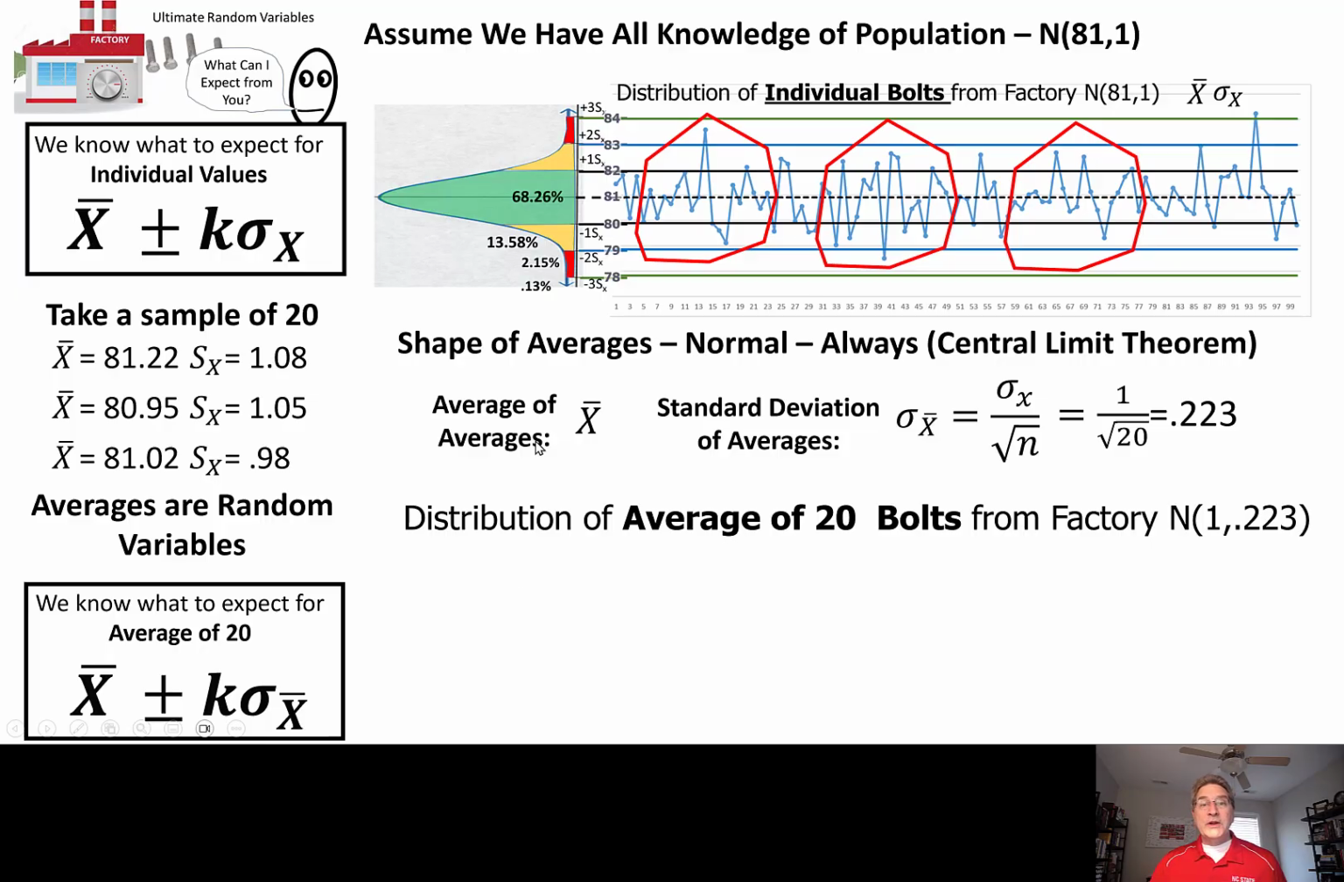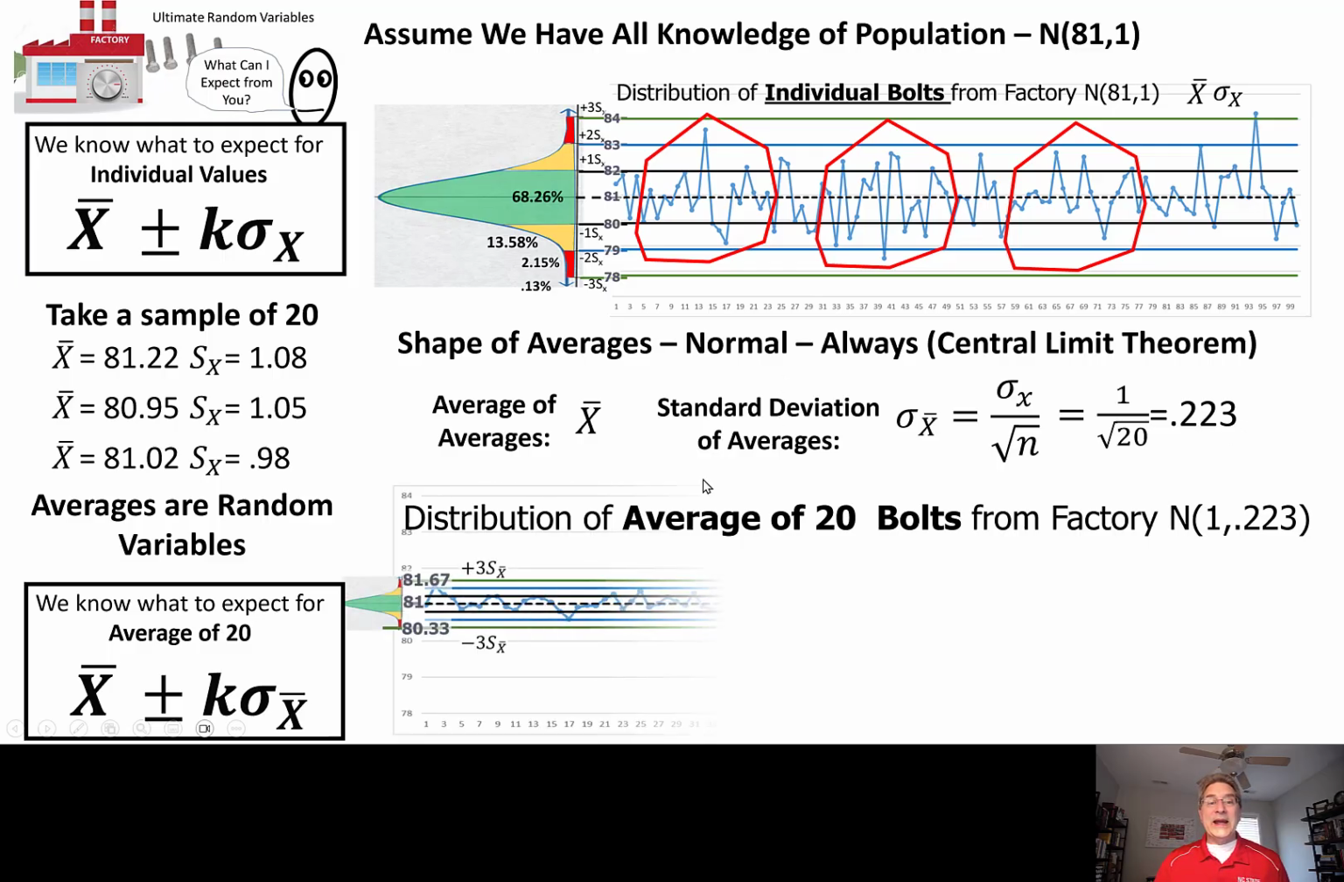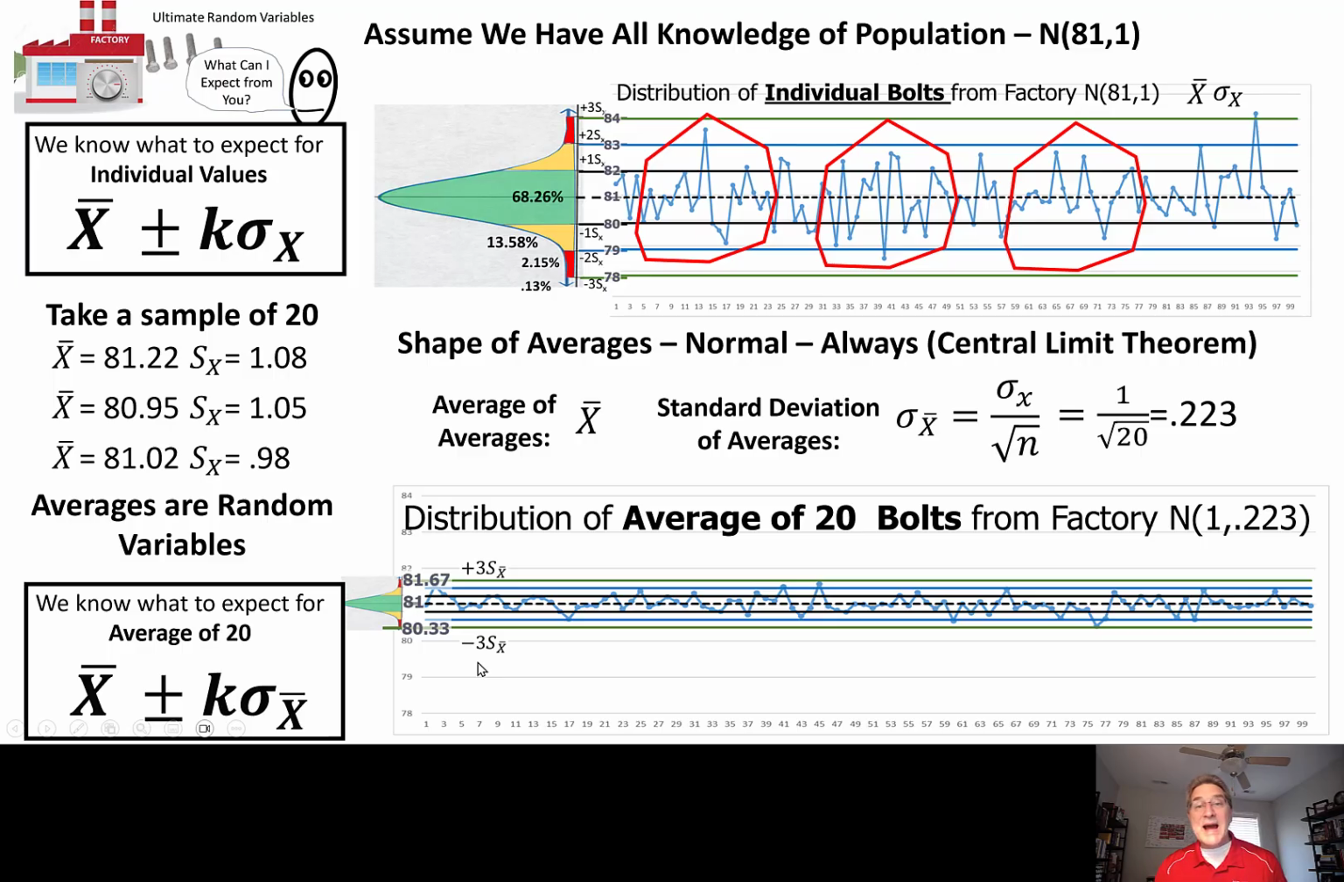And hopefully you're going to say, well, it's going to look just like this, but these numbers are going to be different. This top number is going to be 81 plus 0.233 times 3. And lo and behold, that's exactly what it is. They're normally distributed just like this. It's just a much narrower band.